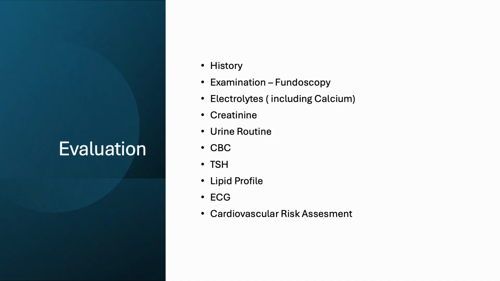Moving on to the evaluation. So a patient who has been diagnosed as hypertension should be offered all of these evaluation steps. So you should take a detailed history. You should perform examination, especially looking at evidence of end organ damage, perform the urea and electrolytes, perform the urine routine to look for proteinuria, perform CBC, TSH, lipid profile, ECG to look for evidence of left ventricular hypertrophy, and offer cardiovascular risk assessment. Numerous online calculators are available which can help determine the cardiovascular risk scoring.